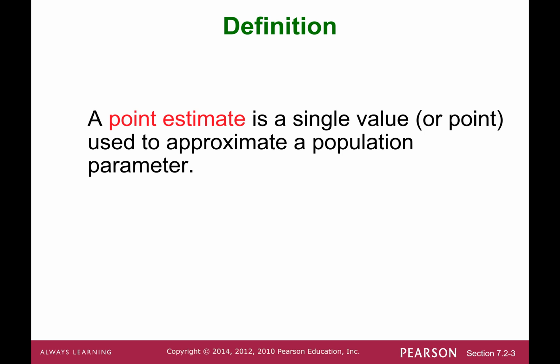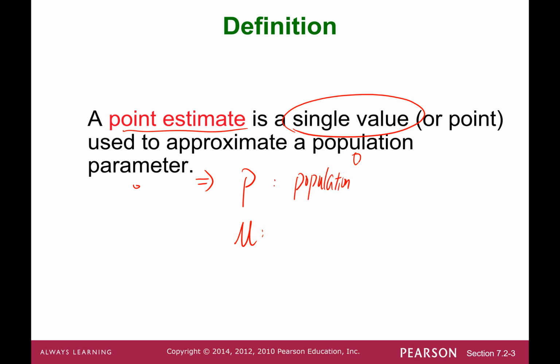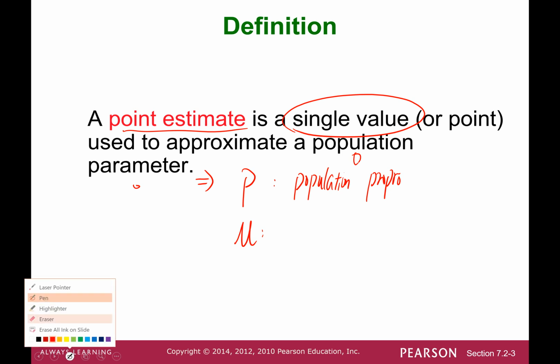So the point estimate is a single numerical value used to approximate the population parameter. The population parameters here we're talking about are the population proportion and the population mean mu. Those two are the major focus.